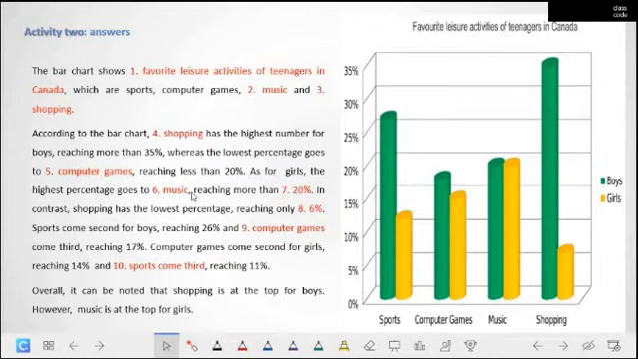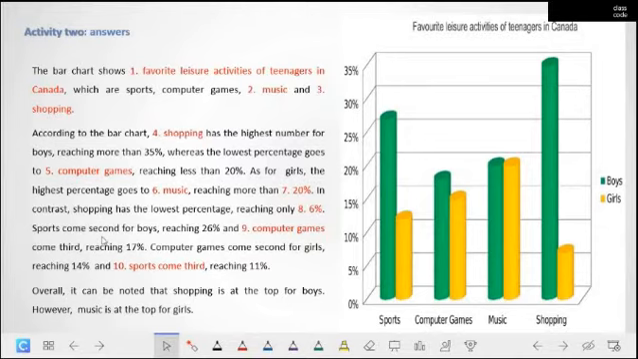According to the bar chart, shopping has the highest number for boys, reaching more than 35%, whereas the lowest percentage goes to computer games, reaching less than 20%. As for girls, the highest percentage goes to music, reaching more than 20%. In contrast, this is a contrast word, and you've got whereas as well. This is a contrast word, whereas. In contrast, this is a contrast word, meaning on the contrary. In contrast, shopping has the lowest percentage, reaching only 6%.